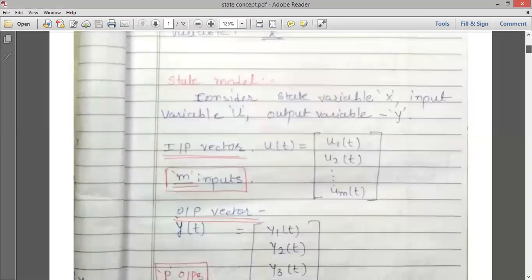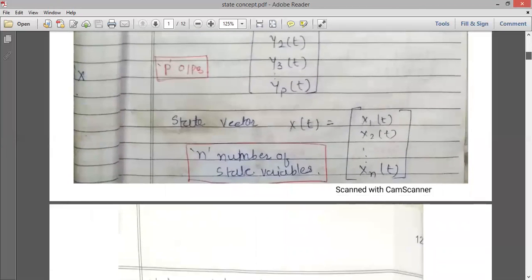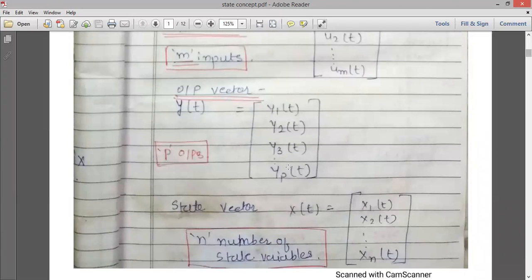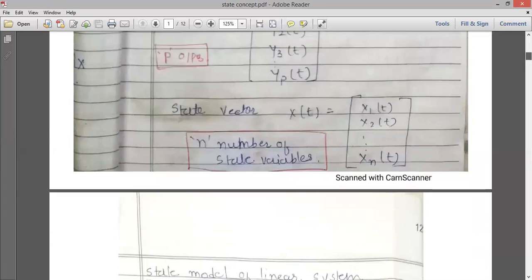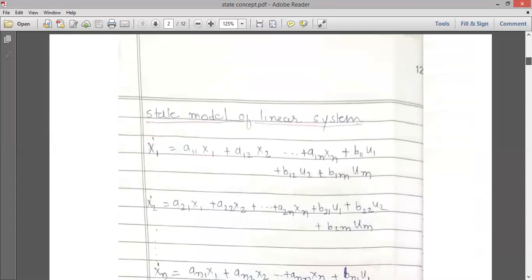The next concept is the output vector. To design the state model, we require the input vector, output vector, and the state vector. The output vector is y of t, that is y1, y2 up to yp, so the number of outputs is p. The next important term is the state vector, x of t, which is x1 to xn, and the number of state variables is n.